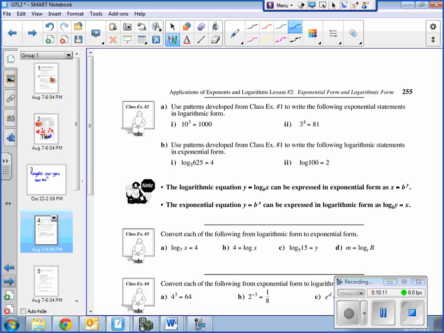Okay, so we know that y equals b to the x, and then y equals log of x base b. Knowing that, do you want me to put in an example so you can see it? So if I had 2 squared equals 4, this was the same as log base 2 of 4 equals 2.